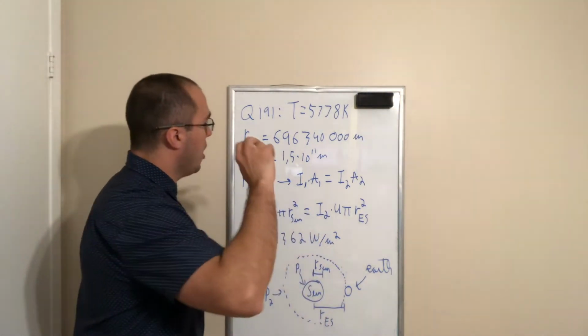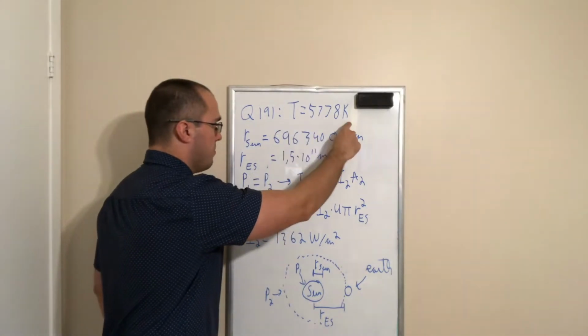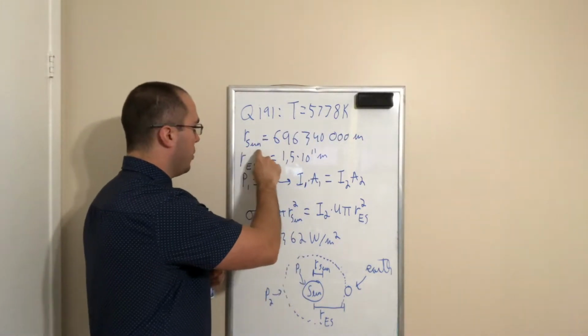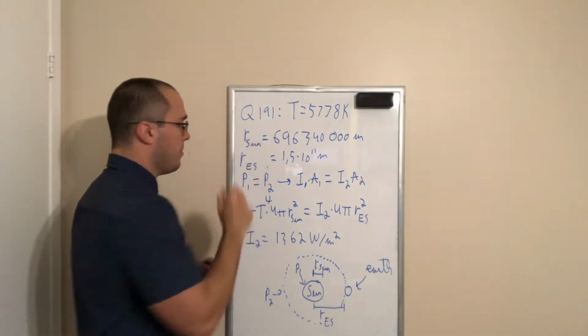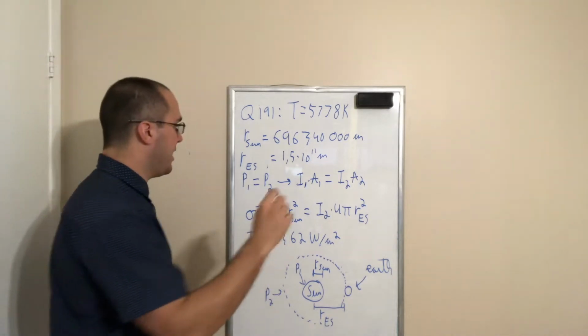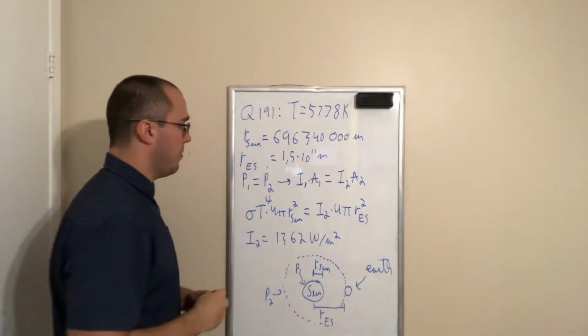Now, let's write down the relevant piece of information. We are given the temperature of the sun. We are given the radius of the sun itself, so I denote it as R subscript sun. And we are given the distance between the earth and the sun. I denote it as RES for the radius between the earth and the sun.